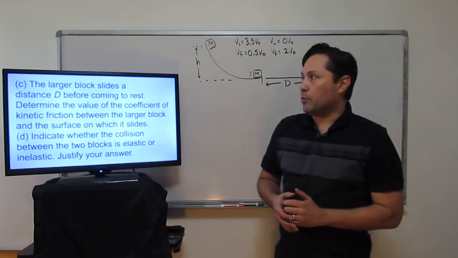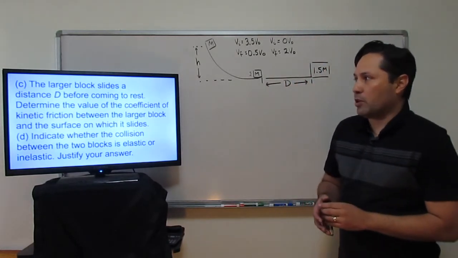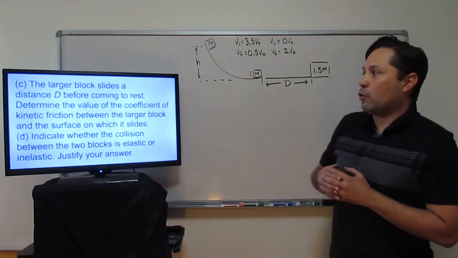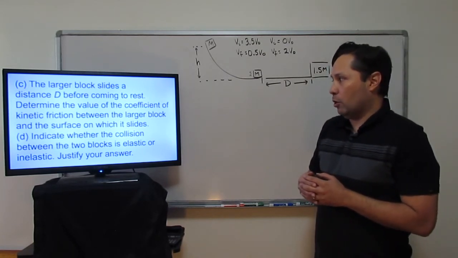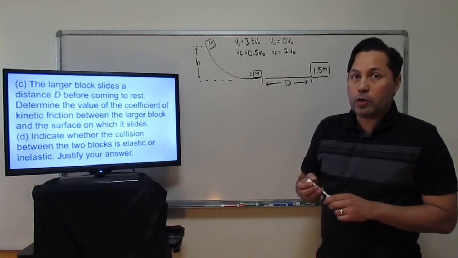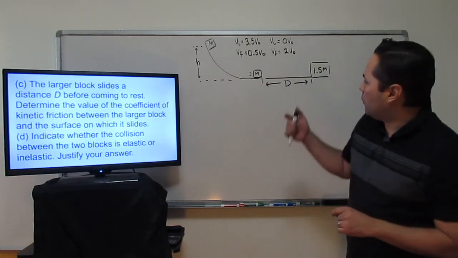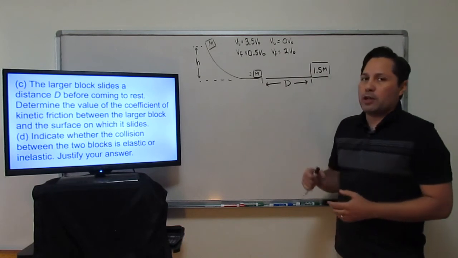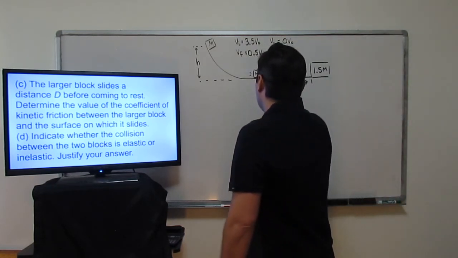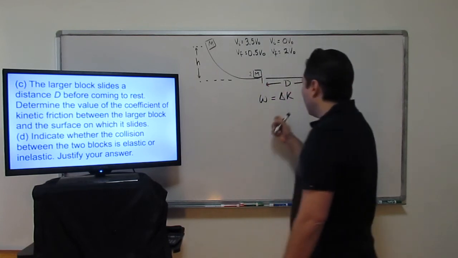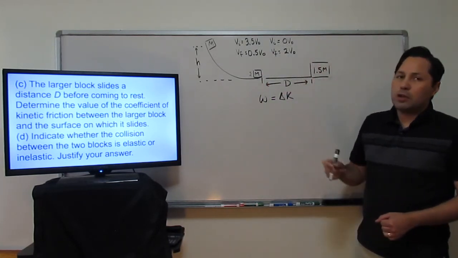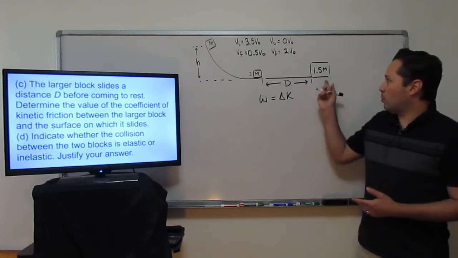In part C of problem 27, they asked, the larger block slides a distance of d before coming to rest. Determine the value of the coefficient of kinetic friction between the larger block and the surface at which it slides. Alright, so we're going to do that. To solve for that, friction is doing work on this block to get it to stop. So work is the change in kinetic energy. So we're going to use that as our starting point for figuring out the coefficient of kinetic friction for the surface with the block.